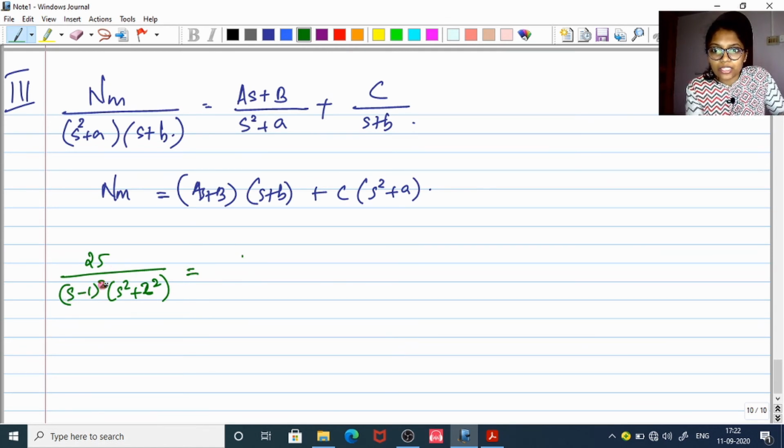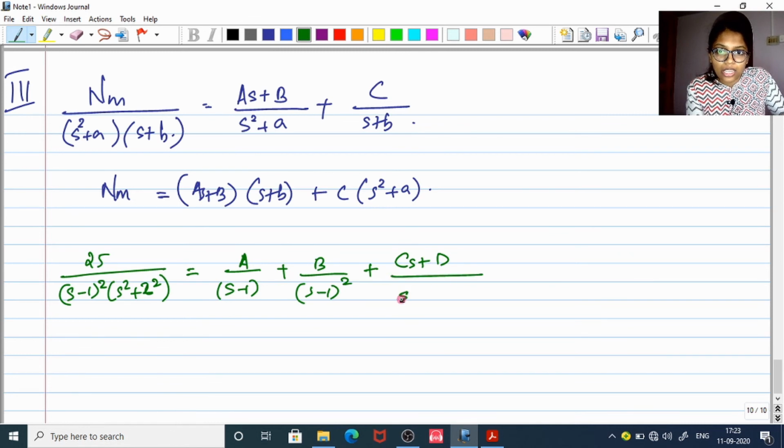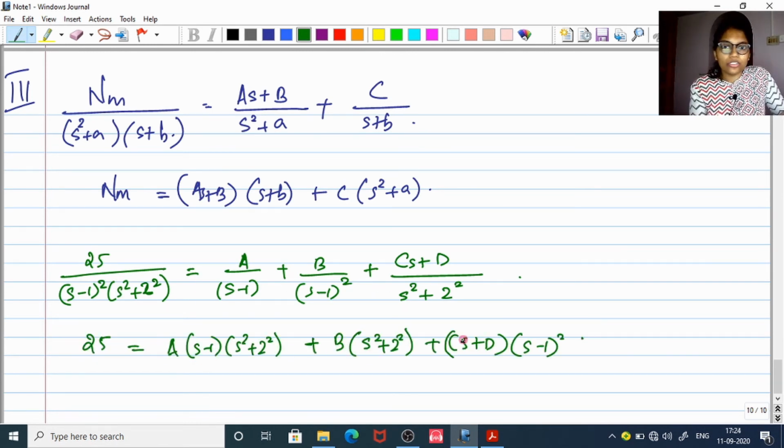For this s minus 1 whole square, we can have a by s minus 1 plus b by s minus 1 whole square, because step by step we are getting into this power 2. And later on for s square plus 4, this is a second order term, so it is cs plus d divided by s square plus 2 square. Now multiply the denominator of LHS to both sides. So here is your next step, and now you have to take different values for s.